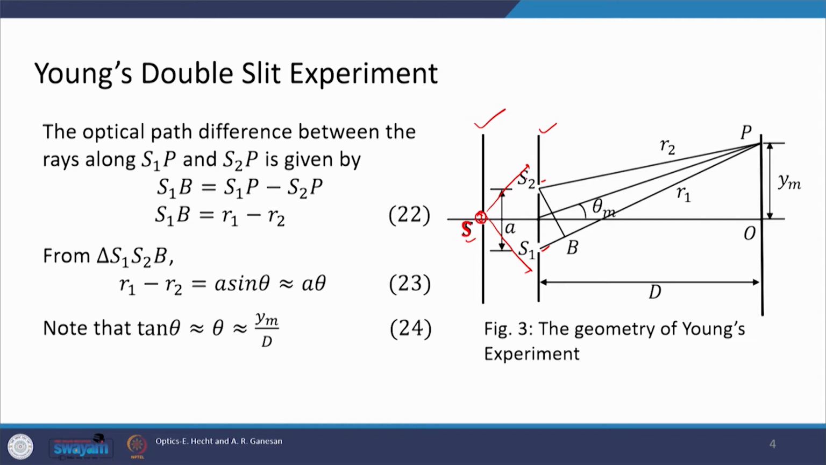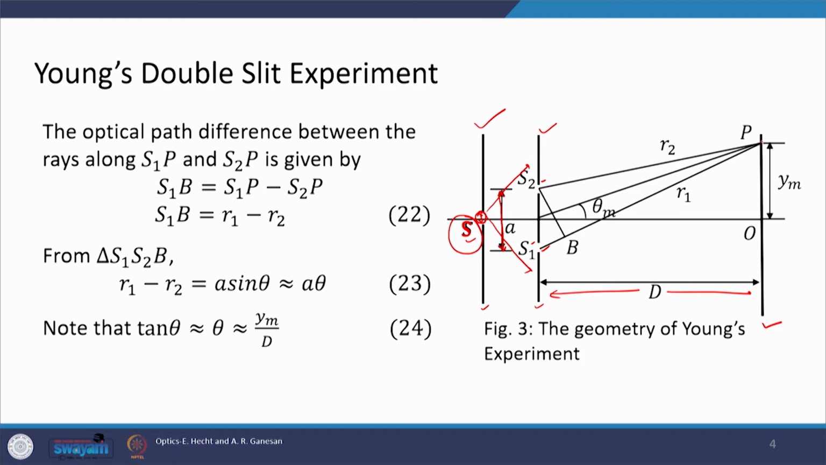Next to this first plane, a second screen was kept with two holes named S1 and S2, and these two holes are separated by a distance a. This is the schematic picture of Young's experiment. The light coming from source S falls on slits S1 and S2, and from there they propagate to the right and overlap in space. The screen is placed at a distance D from the S1 S2 screen.